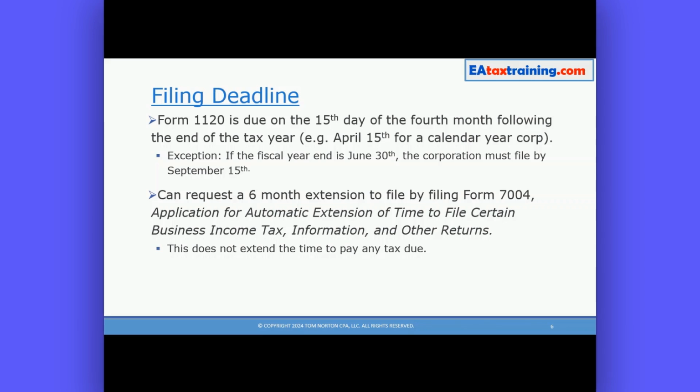Remember, if you've got a June 30th year end, then instead of the return being due on the 15th day of the 4th month, it is due on the 15th day of the 3rd month, which is September 15th. You can always request a 6-month extension by filing Form 7004. And as with an individual, this does not extend the time to pay any tax due. It is only an extension for filing the return.